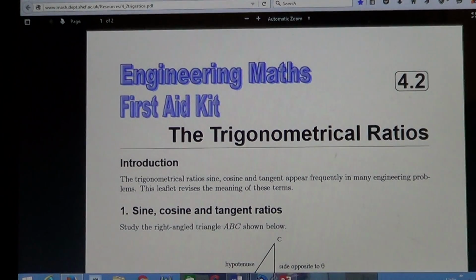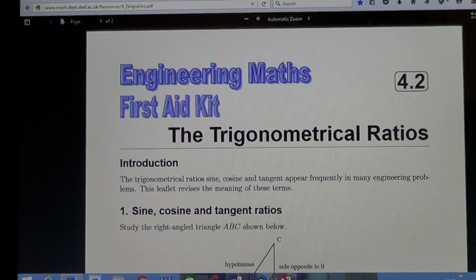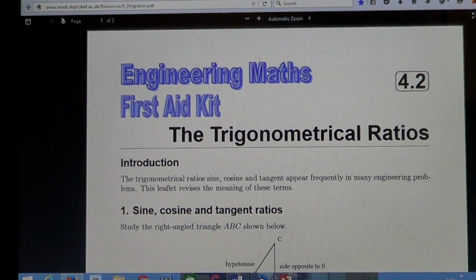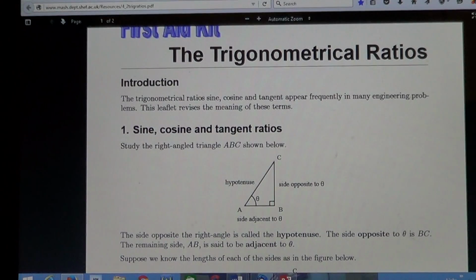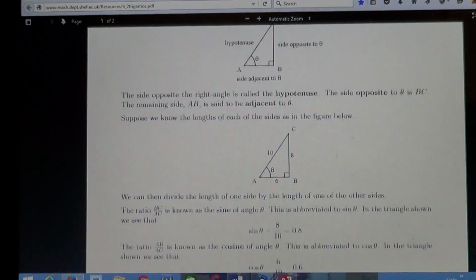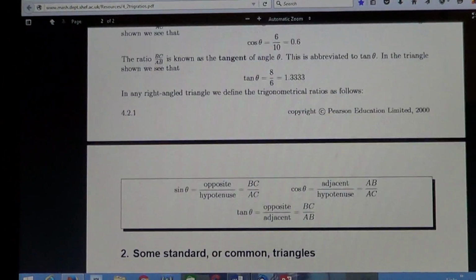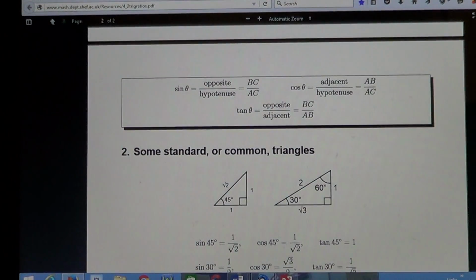The third resource is an electronic PDF document. The site is easy to access and it's for free. This document provides lots of clearly set out and broken down information about the trigonometry for the right angle triangles and how to calculate it. It provides ratios for sine, cosine and tangent for standard or common triangles.